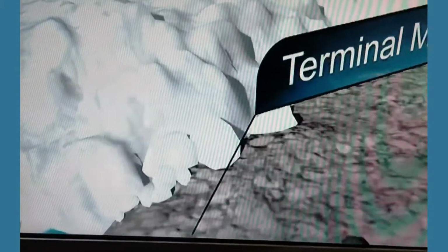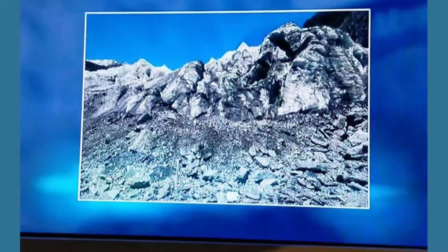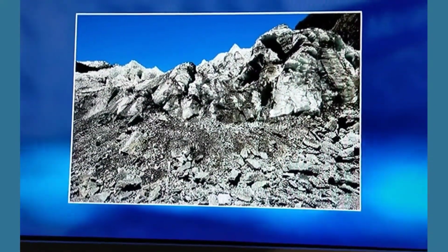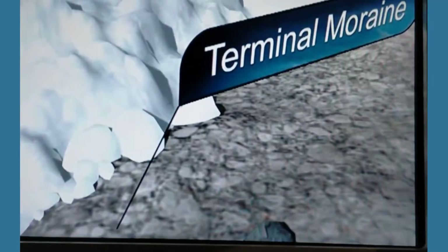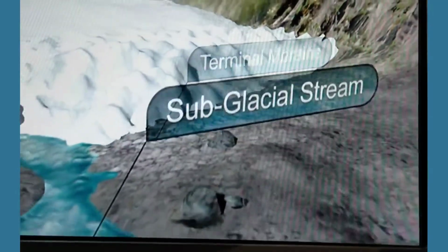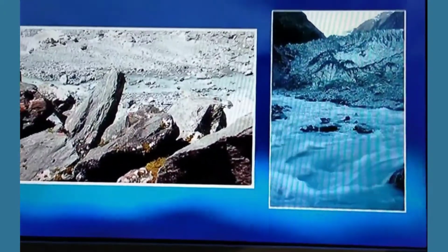Terminal moraine is a ridge of rock debris at the foot of the terminus that is formed when the glacier remains more or less stationary at some time. A subglacial stream is the river in the base of the glacier that eventually emerges from the snout in the terminal face.